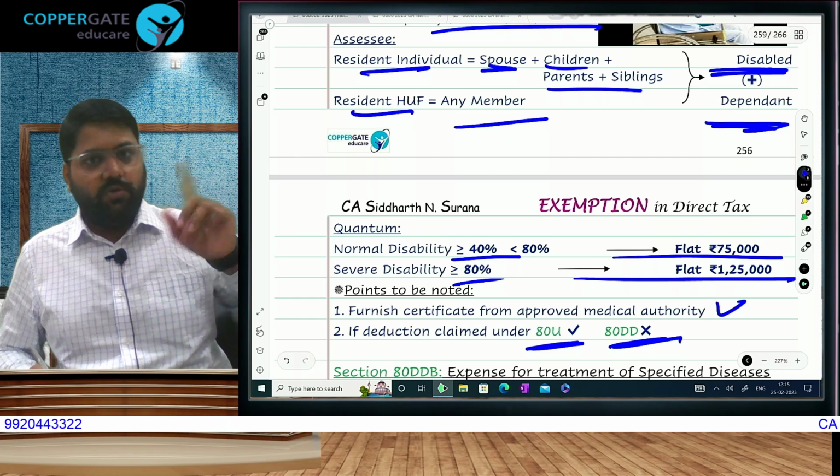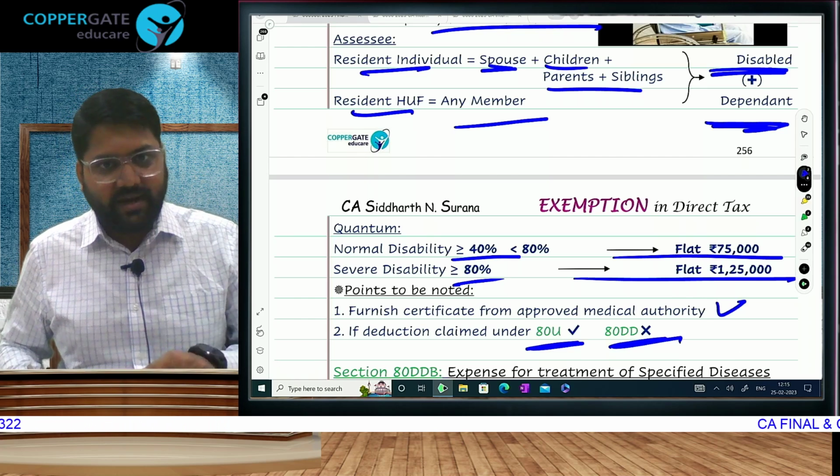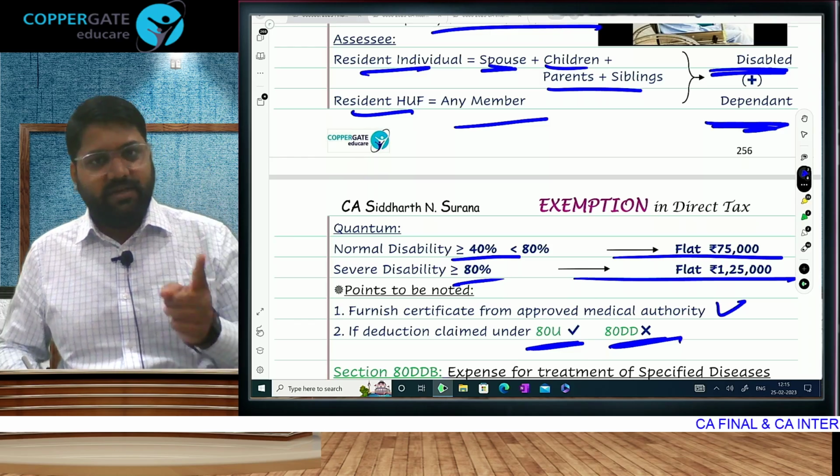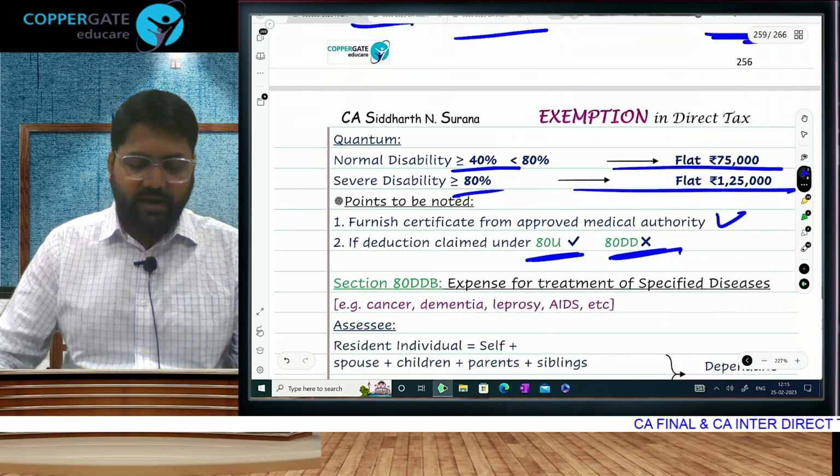Obviously, if the disabled person is claiming 80U, then you will not get this. Any one of you will get it. You can't take both. So if you take 80DD, the disabled will not get 80U. If the disabled is taking 80U, you will not get 80DD. You can take only one of them.